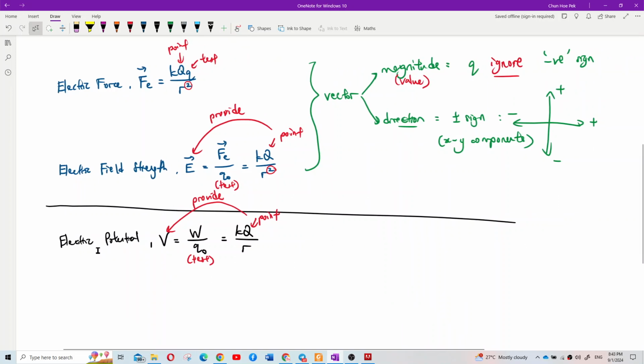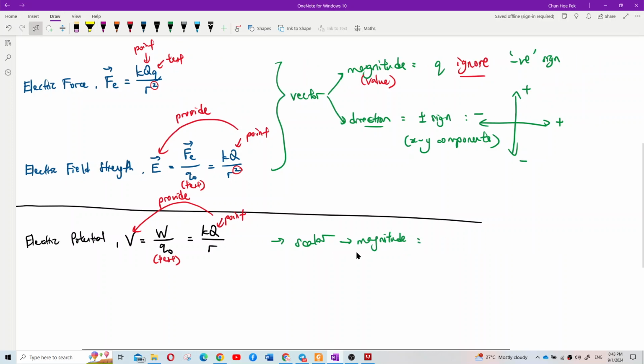Okay, class. Now, for potential, it is a scalar quantity. Why scalar? Because we know work done is a scalar quantity. Energy is a scalar quantity. No direction. So potential is also a scalar quantity. A scalar quantity only has magnitude, no direction. Understand? Only has magnitude.